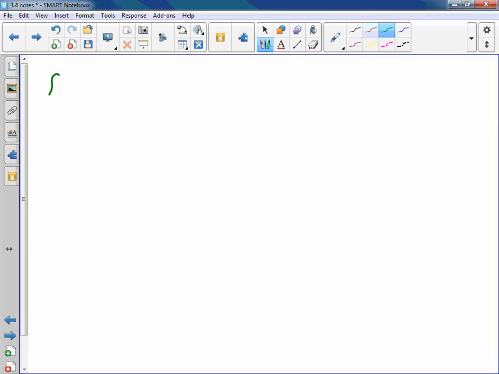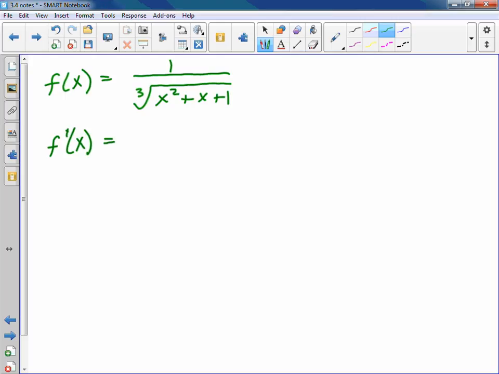New color. f(x) equals 1 over the cube root of x squared plus x plus 1. Find f prime of x. Ian, how are you, man? So, Ian, tell me. In its current form, we can do this, but this is one where we would be better to rewrite it first. And how should we rewrite it?